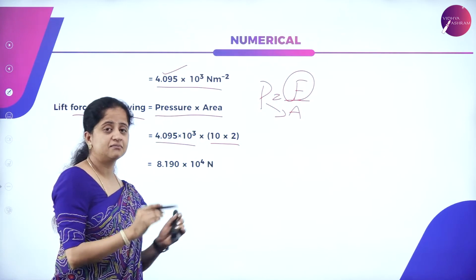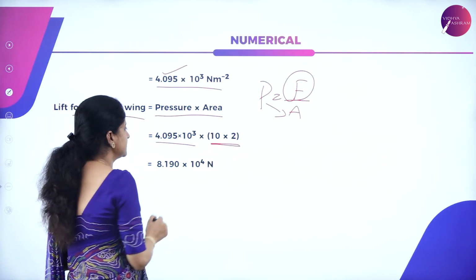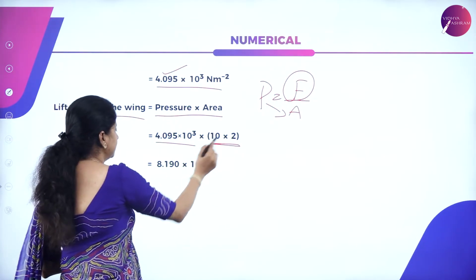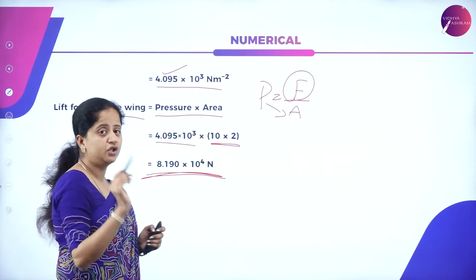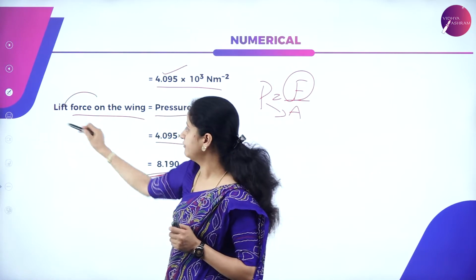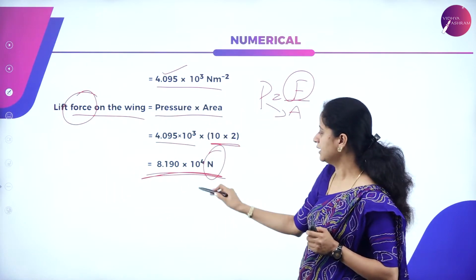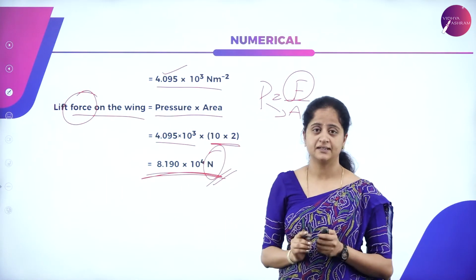So the area is nothing but length into breadth. So 10 into 2, which is nothing but 20. Multiplying this, we will get 8.190 into 10 power 4 Newton. Since we are calculating lift force, the unit is Newton, which is very important to understand.